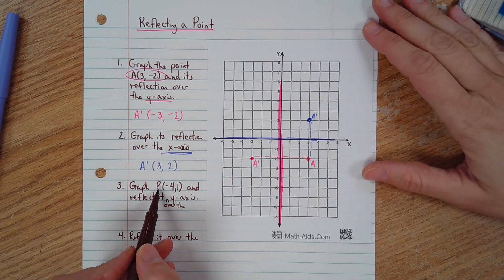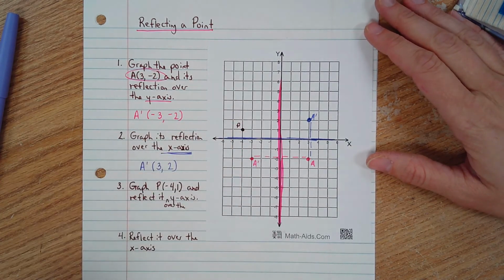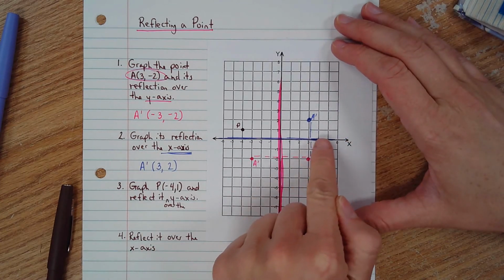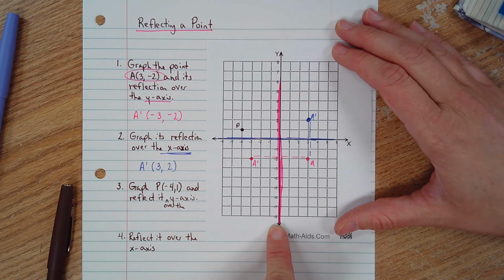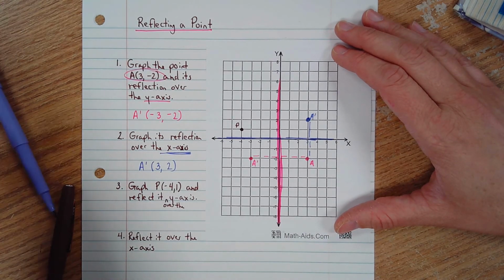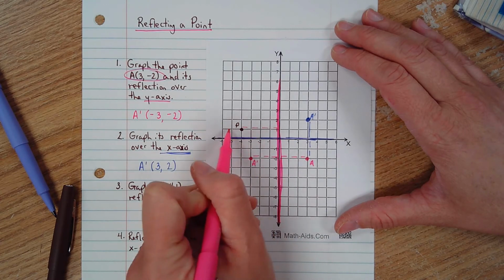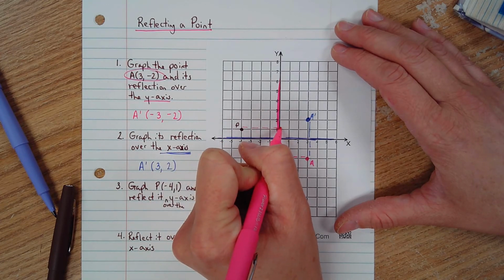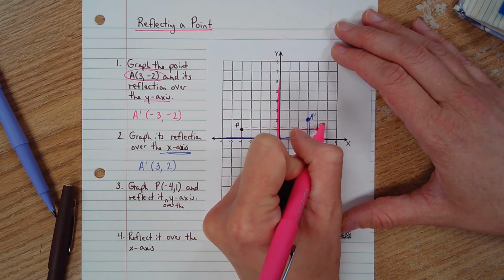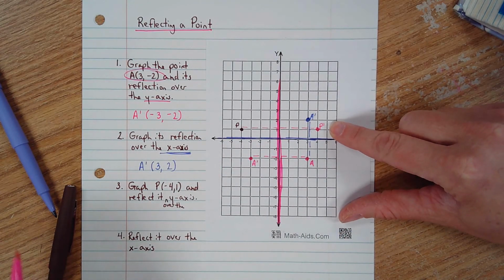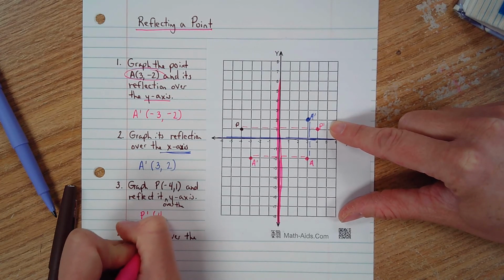All right, so P is at negative 4, 1. So that's going to be my original right here. And again, to reflect it over the y-axis, I am once again going to count how many spaces it is from the y-axis. It's 1, 2, 3, 4 to the left. So I'm going to go ahead and put it 1, 2, 3, 4 to the right. So it's going to go right here. So you should have had your P prime right here, and its coordinates are 4, 1.